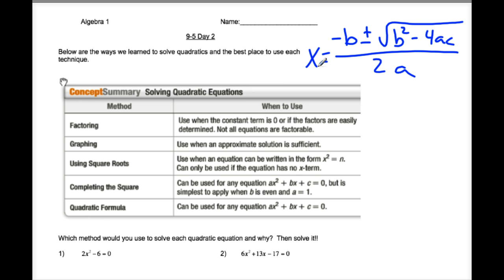Factoring. When the constant term is 0, basically that means when c is 0, it's just a greatest common factor type of problem. Think about that. Or, if the factors are easily determined. Not all equations, though, are factorable. I hope you guys know that.